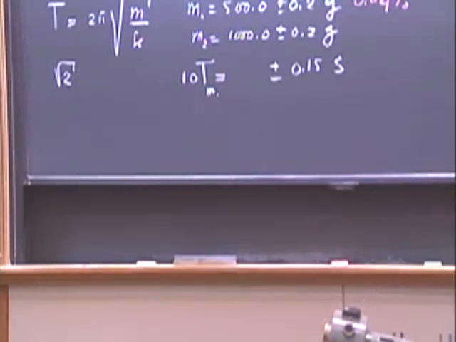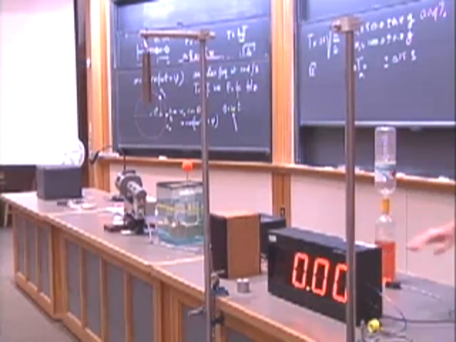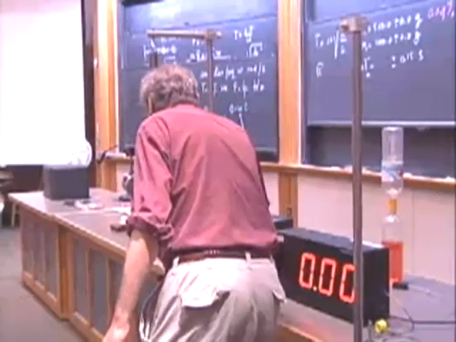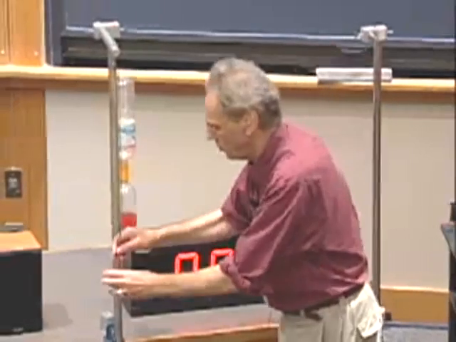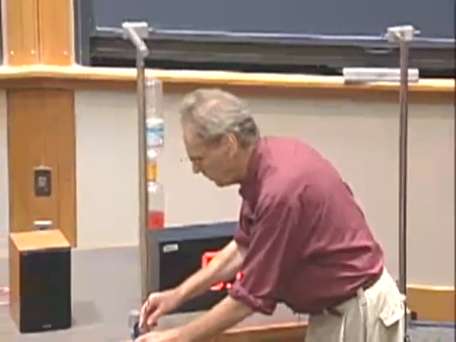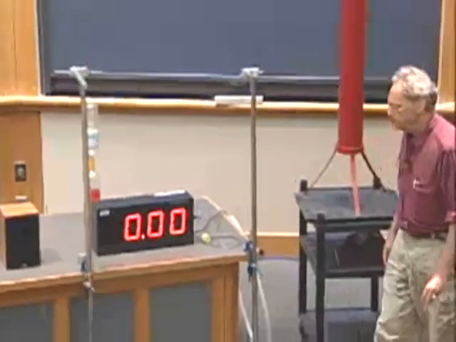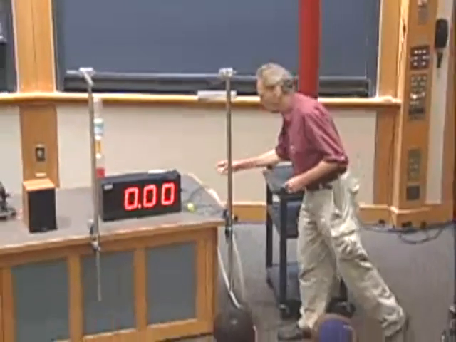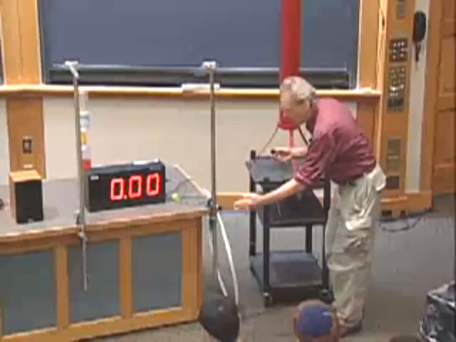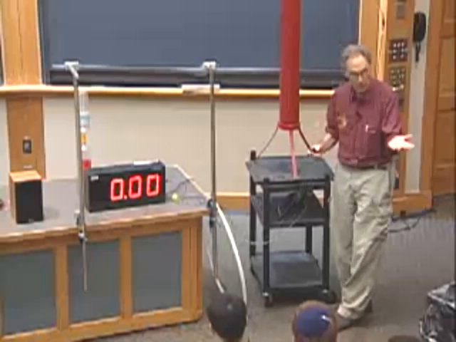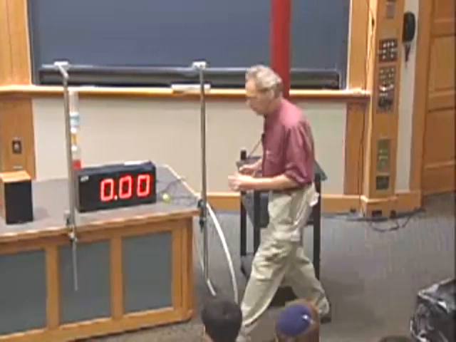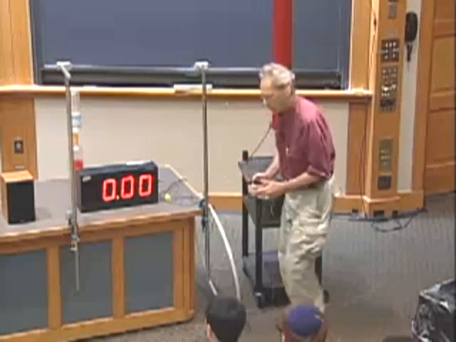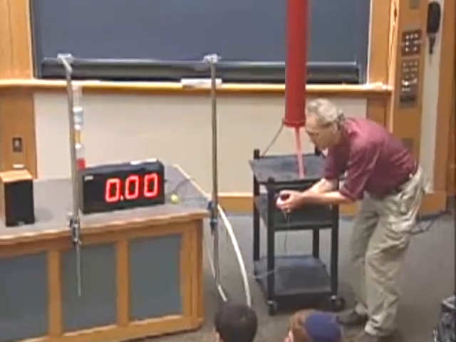So let's first measure the period of, this is the spring, and here is the 500 grams plus or minus 0.2. I'm going to oscillate it. We already noticed that it's independent of amplitude. And then I'm going to start it when it is down. That's the easiest for me. And I will count to 10. You will count to 10. And then we'll stop it. So let's give it an oscillation.